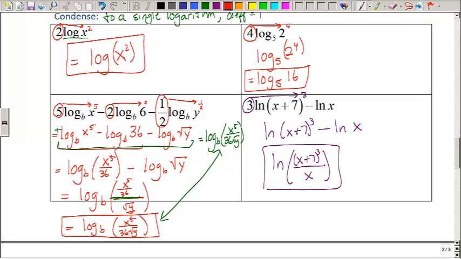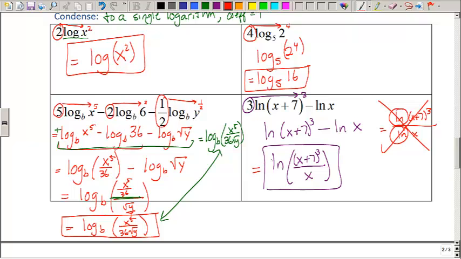Please note that there's a common student mistake where when they look at a quotient rule, they'll say ln of this argument minus the ln of the other argument. And what they'll do is, I know that's a divide, and they'll take ln of x plus 7 cubed over ln x. This is not correct. The reason it's not correct is because they put an ln in the numerator and an ln in the denominator. All they've done is change the subtract sign into a division sign. But that's not what the quotient rule says.